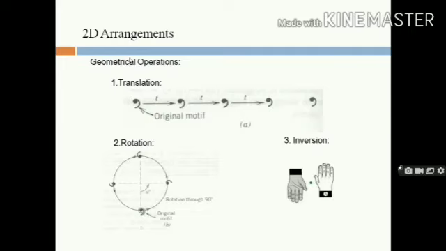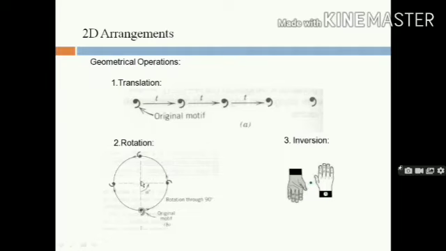So to identify these patterns, we must see 2D patterns first, and then we will go to 3D arrangements. So in this video, we will mostly discuss the 2D arrangements. So to construct a pattern out of a motif, we must do some geometrical operations on that motif. These geometrical operations are as follows, like translation. In translation, we move the motif in a certain direction to a certain distance. Like in this translation, we are moving the motif in this direction to a distance of t.